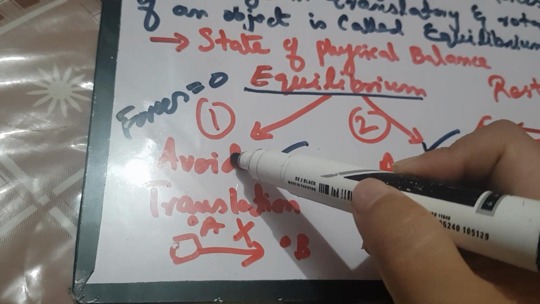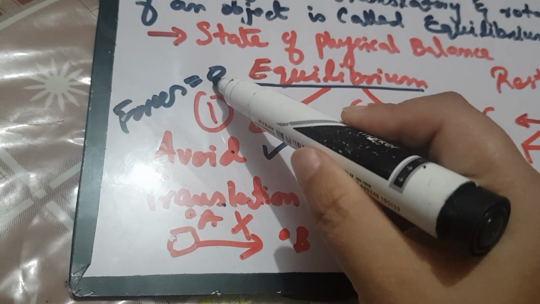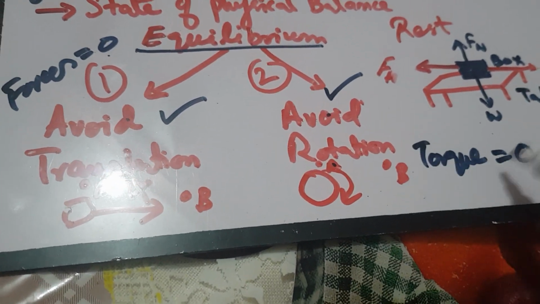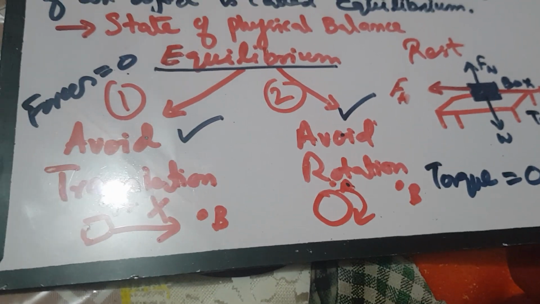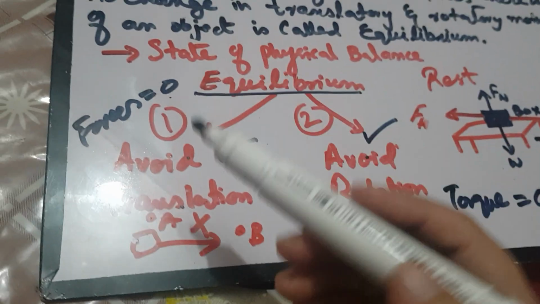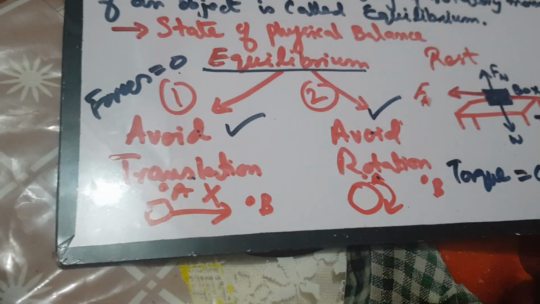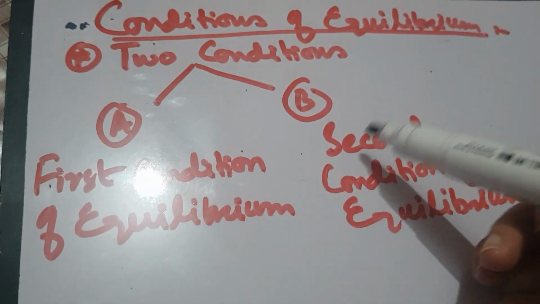To avoid translation, all the forces acting on a body must be 0, and to avoid rotation, all the torques acting on a body must be 0, because torque provides the rotational motion in an object. According to this concept, this is known as the first condition of equilibrium, and this is known as the second condition of equilibrium.